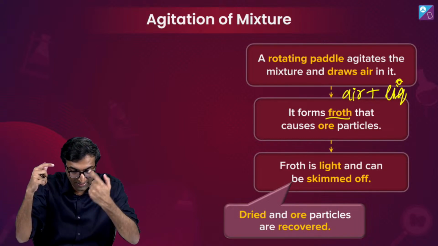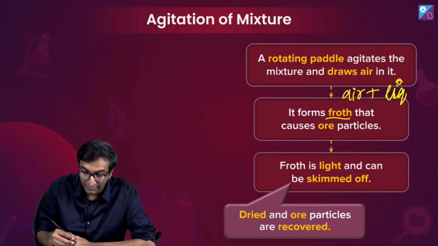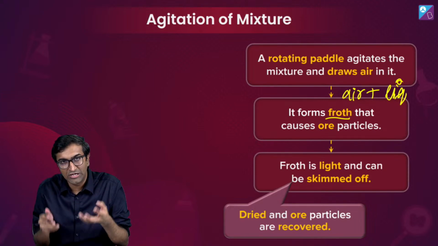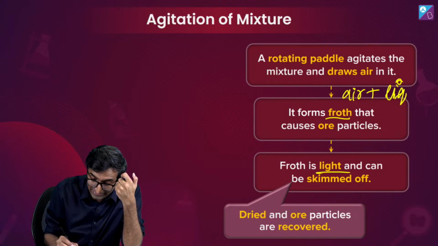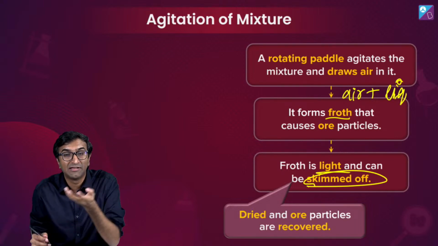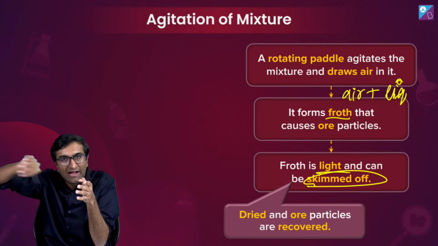तो घूमता है, हवा आती है और इसकी वजह से जो चीजें जो झाग में है वो ऊपर आ जाता है. So what is froth comes on top. Froth is light and can be skimmed off. Skim मतलब skim milk मतलब ऊपर से हम लोग बस उसको निकाल सकते हैं.